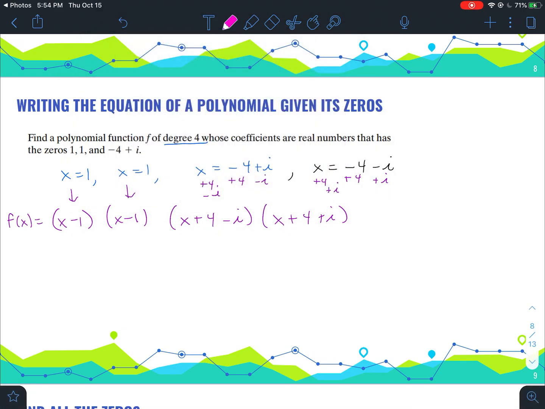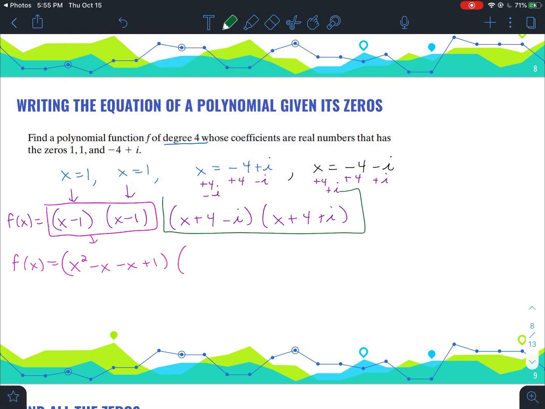But notice typically in math, if our parentheses have i's in them, we have to multiply it out so it looks nicer. So we're going to multiply this out. I'm going to multiply x minus 1 times x minus 1 first. x times x is x squared, and then I would have minus x, and plus 1. And on this one, if I multiply these guys together, I'm going to get x squared plus 4x plus xi, and then plus 4x plus 16 plus 4i, and then minus xi minus 4i and minus i squared.